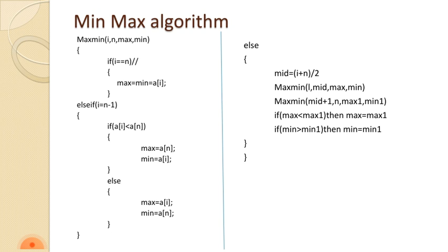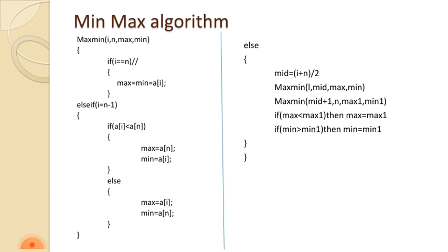If there are two elements, it means that i equals n minus 1. It indicates two elements in the list. Then we have to compare the first element with the second element. If the second element is larger than the first, then the second element is maximum and the first element is minimum. Else, the first element is maximum and the second element is minimum.